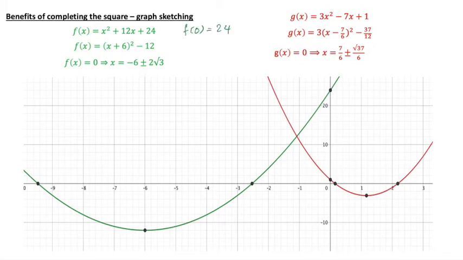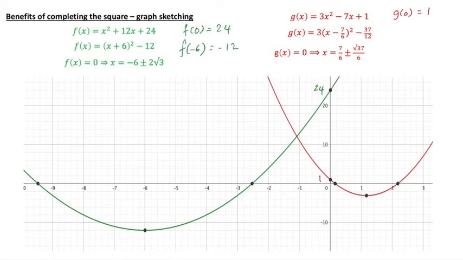First of all, we know from that top equation for the green that f of 0 is 24, because the x squared and the 12x disappear in that case, and that means we can write on the y-axis there that the green graph must cut the y-axis at 24. For g of x, we have g of x equals 3x squared minus 7x plus 1, and therefore if we put 0 in, we're going to get 1, which means the red graph cuts it at 1.